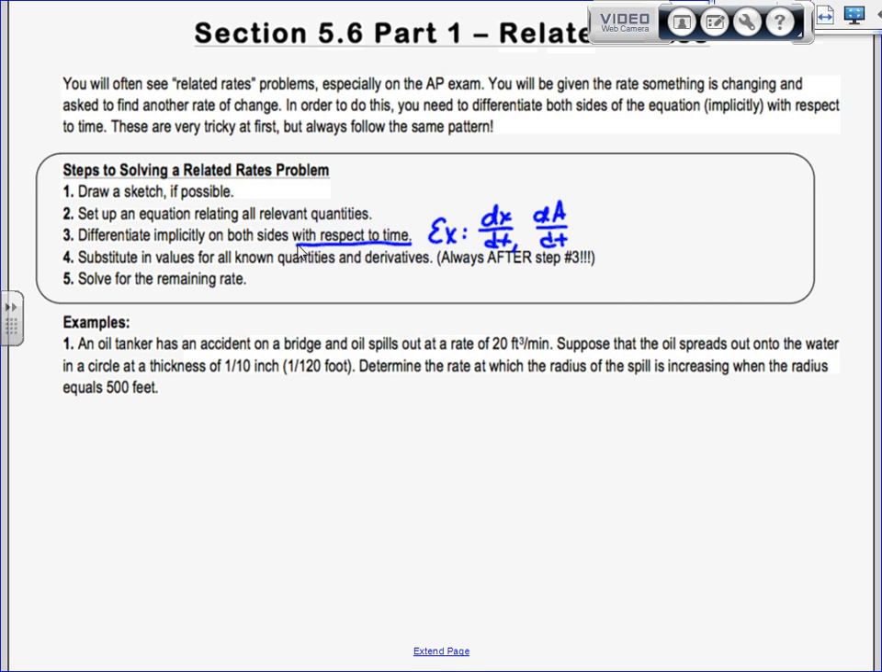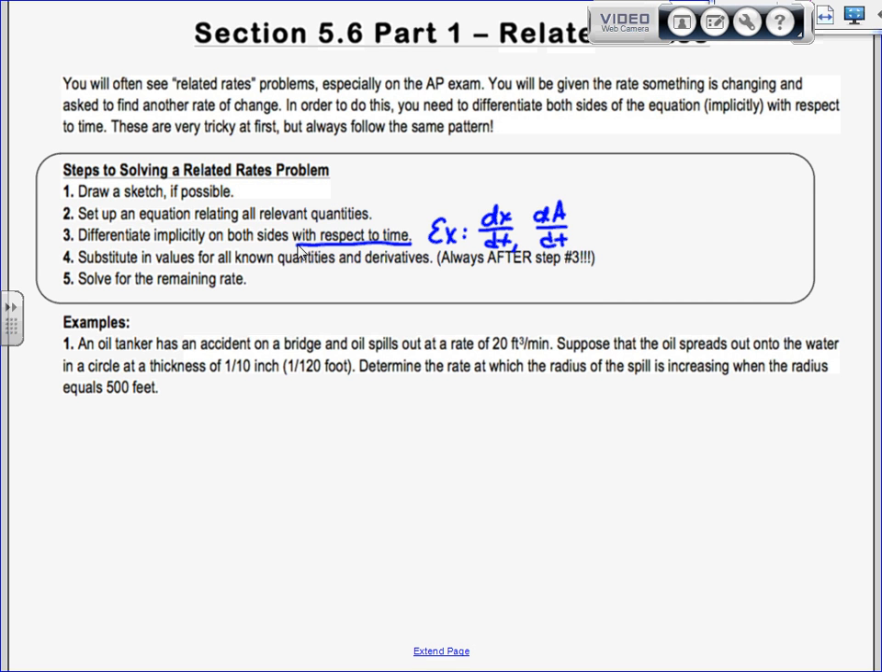Yeah, you basically plug in like the derivative equation. Because if you plug it in before and then take the derivative, you're going to get zero, right? Does it make sense? You don't want to plug numbers in and then take the derivative. Okay, so always after you take the derivative, and then solve for the remaining rate. So eventually we are going to talk about instances where you can plug numbers in, but we're not going to do that for this part one.